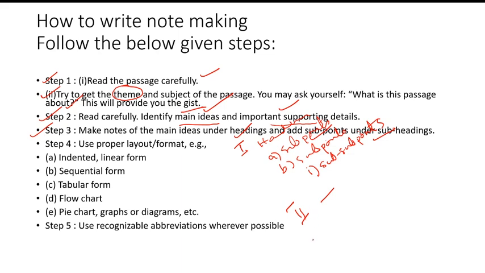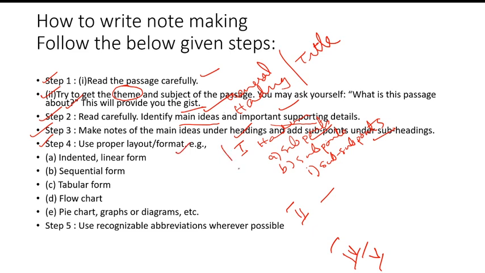Continue this format up to 4 or 5 paragraphs. And mainly we need a heading, the general heading. General heading here means a title. Title means what it is about, that we have to write there. Step 4. Use proper layout and format. This is the format we have to use.